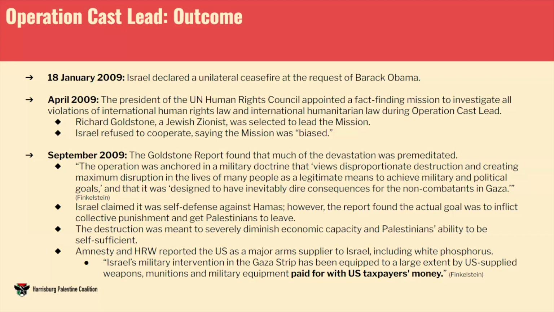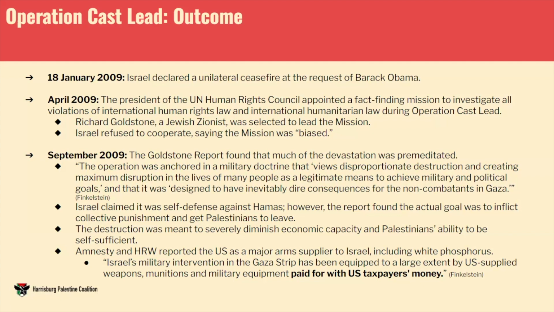In September of 2009, the Goldstone report was released. The Goldstone report found that much of the devastation Israel inflicted during Cast Lead was premeditated. It also found that the operation was anchored in a military doctrine that views disproportionate destruction and creating maximum disruption in the lives of as many people as a legitimate means to achieve military and political goals, and that it was designed to have inevitably dire consequences for the non-combatants in Gaza. The disproportionate destruction and violence against civilians sprang from the deliberate policy, as did the humiliation and dehumanization of the Palestinian population.